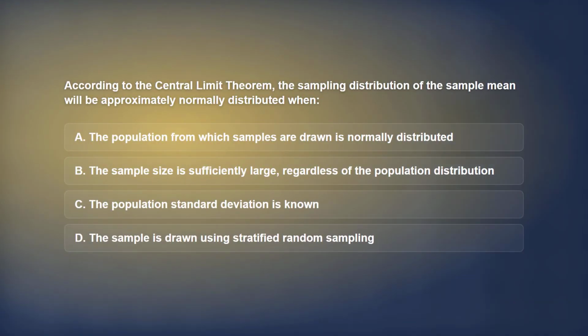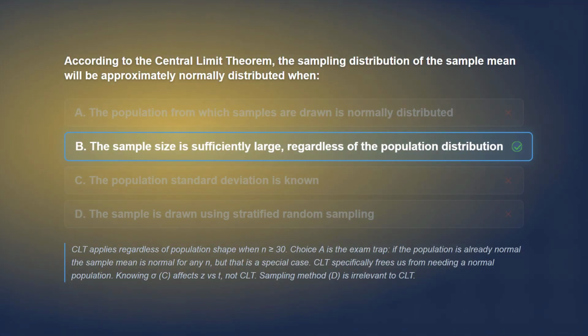Exam question 1. According to the central limit theorem, the sampling distribution of the sample mean will be approximately normally distributed when: A. The population from which samples are drawn is normally distributed. B. The sample size is sufficiently large, regardless of the population distribution. C. The population standard deviation is known. D. The sample is drawn using stratified random sampling. Take a moment.